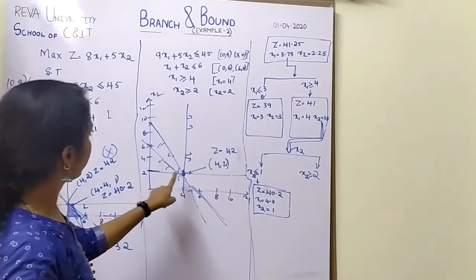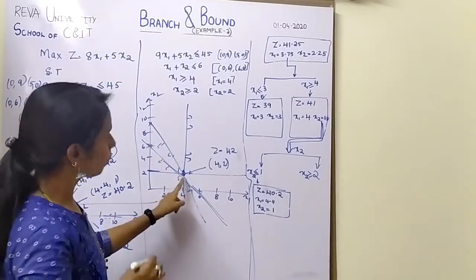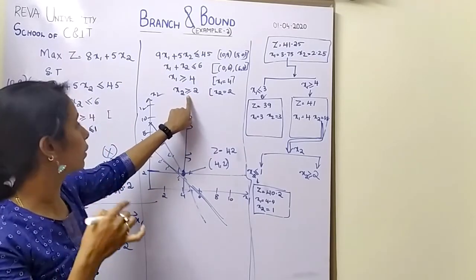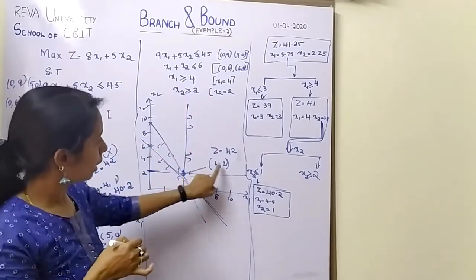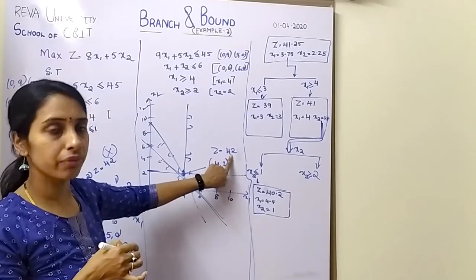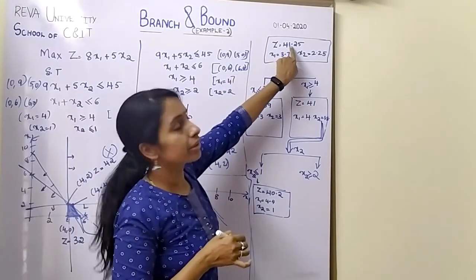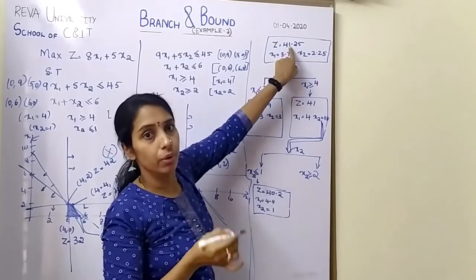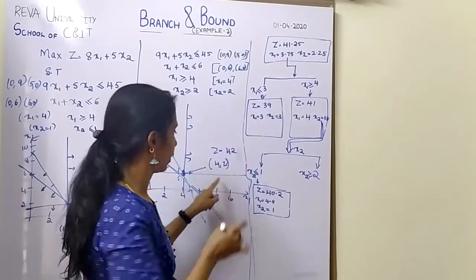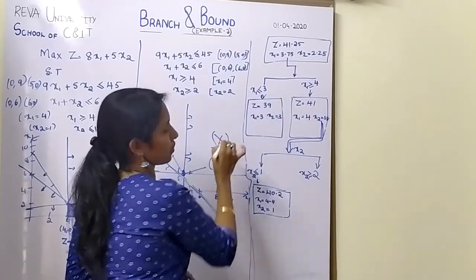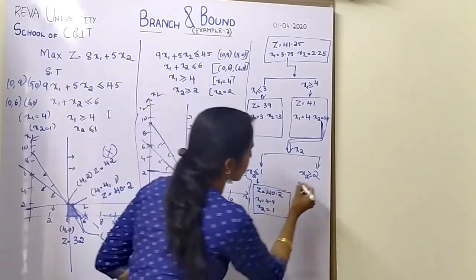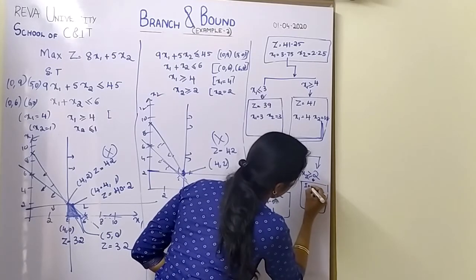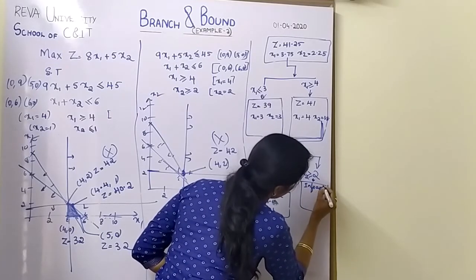Now if I go for x2 greater than or equal to 2, you will get only one point. And what is the optimal solution here? 42. So if you compare with the first one, it should always be less than or equal to 41.25. So again this will be considered as an infeasible solution. So I cannot go for this, because it gives me an infeasible solution.